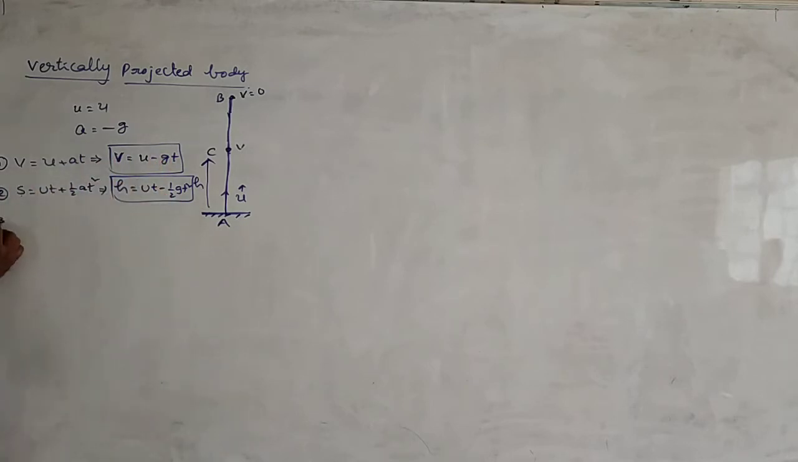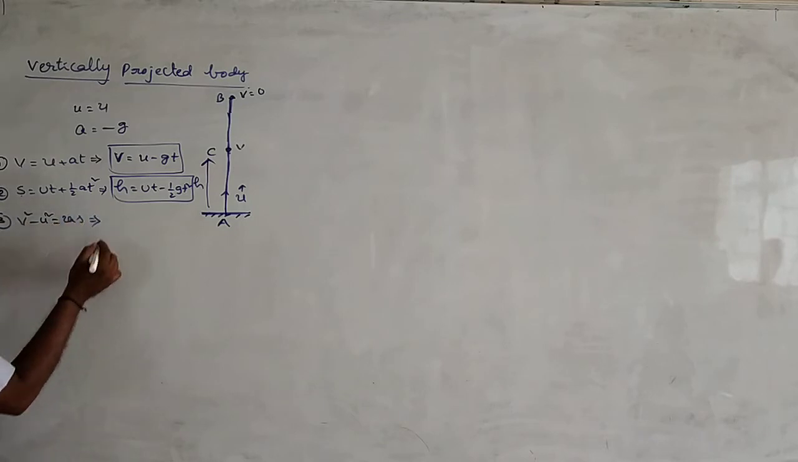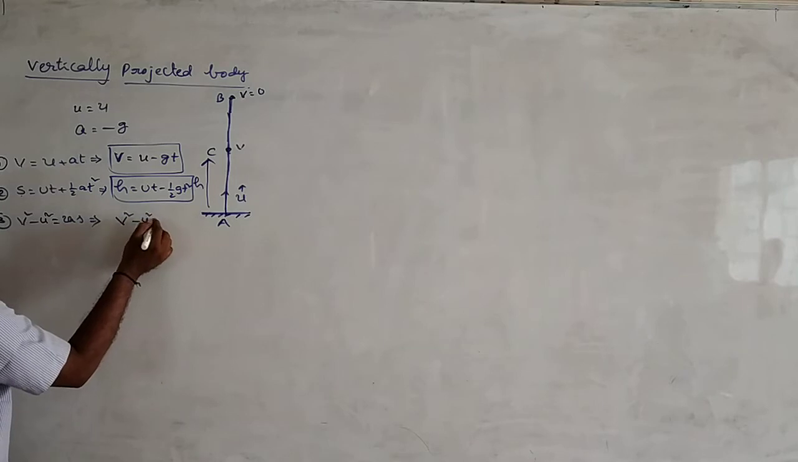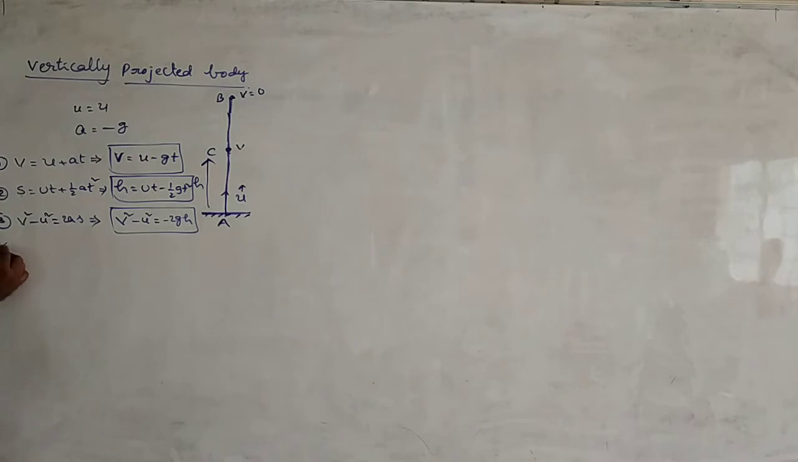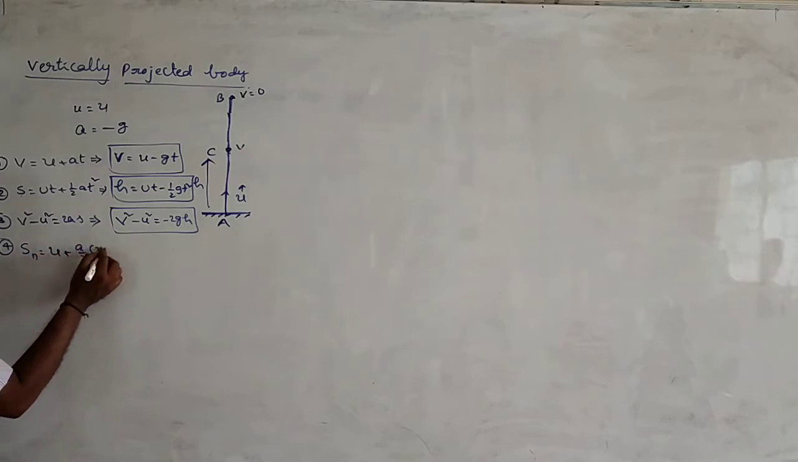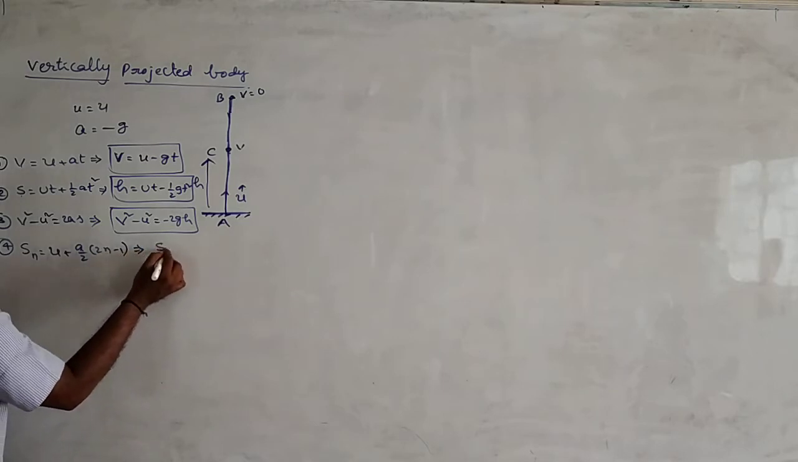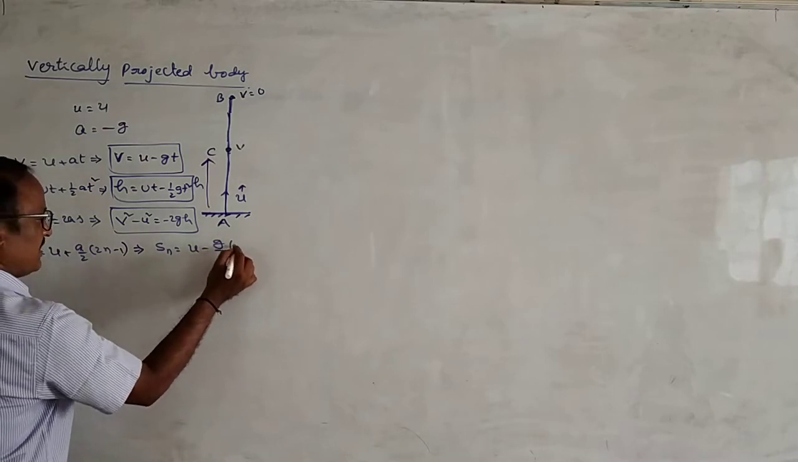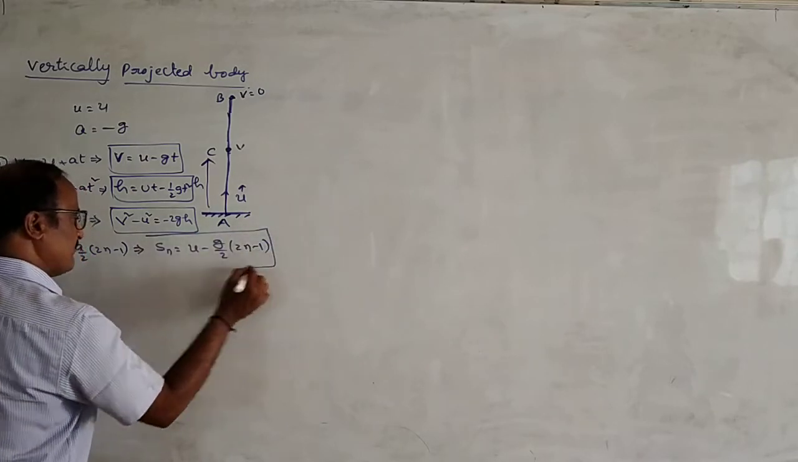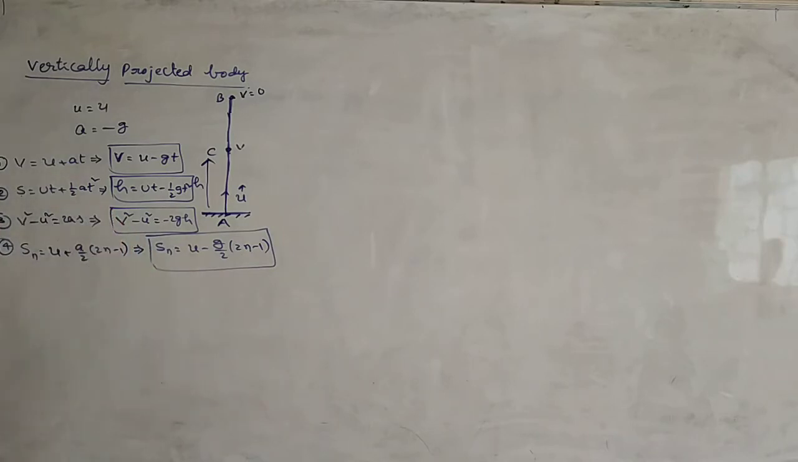And third one, v square minus u square is equal to 2as, which implies v square minus u square is equal to minus 2gh. And fourth one, the distance traveled by the body in the nth second is given by Sn is equal to u plus a by 2 into (2n minus 1), which implies Sn is equal to u minus g by 2 into (2n minus 1). This is the distance traveled in the nth second. So these are the equations regarding vertically projected bodies.